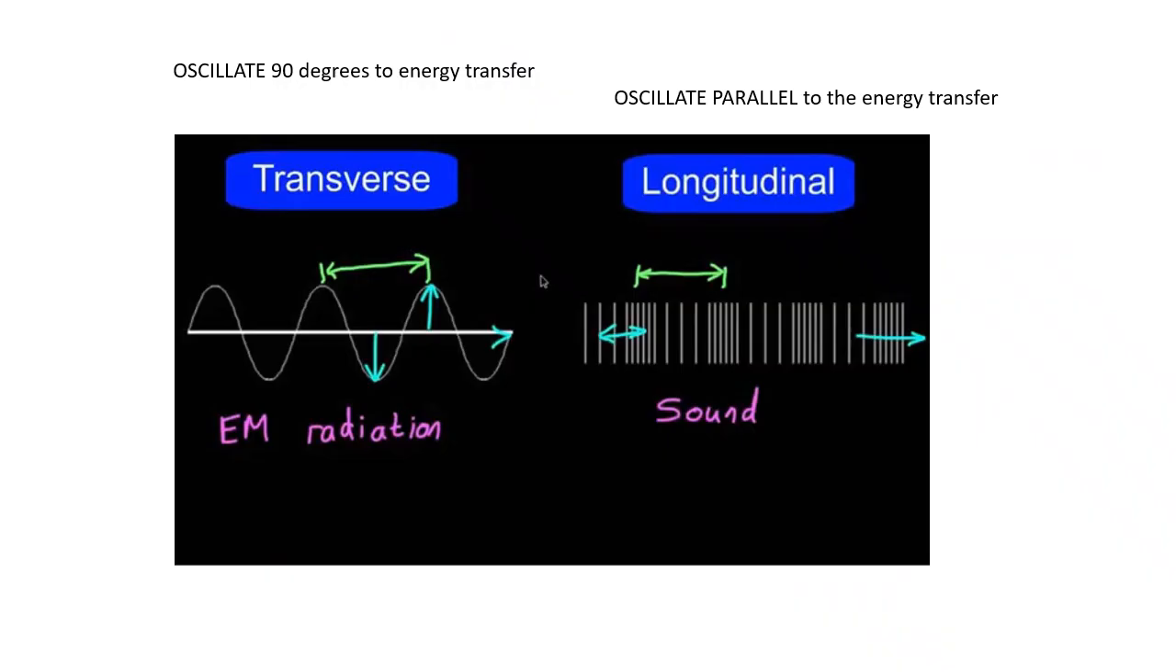Right, transverse waves oscillate at 90 degrees to the energy transfer. Longitudinal waves have oscillations parallel to the energy transfer.